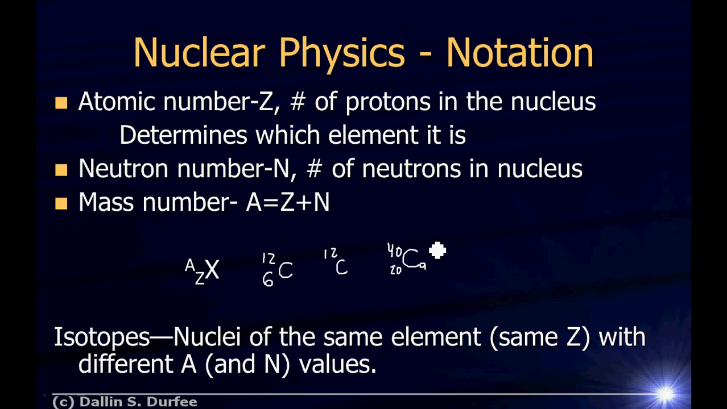Now, isotopes are two nuclei of the same element. They have the same Z, but a different number of neutrons and therefore a different mass number. For example, carbon-14 is an isotope of carbon-12. As far as nuclear physics goes, they're very different because the nucleus is different. But as far as the chemistry of carbon goes, they're very similar because they have the same number of protons, which means they'll attract the same number of electrons. So an isotope is the same element, same Z, but different N, which means different A.